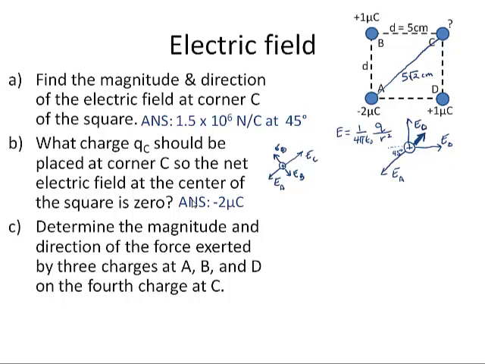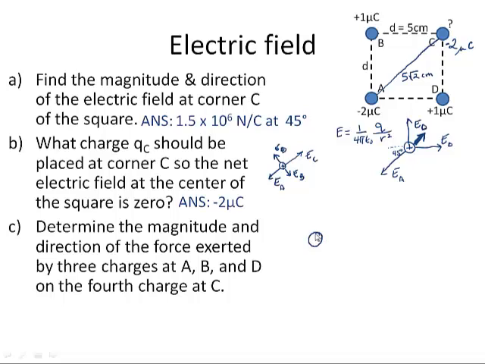The final part of this problem asks, determine the magnitude and the direction of the force exerted by the 3 charges at A, B, and D on the 4th charge C. So we're going to say that this charge here is 2 microcoulombs, and those will be -2 microcoulombs. And we're going to try to find the force on that particle.